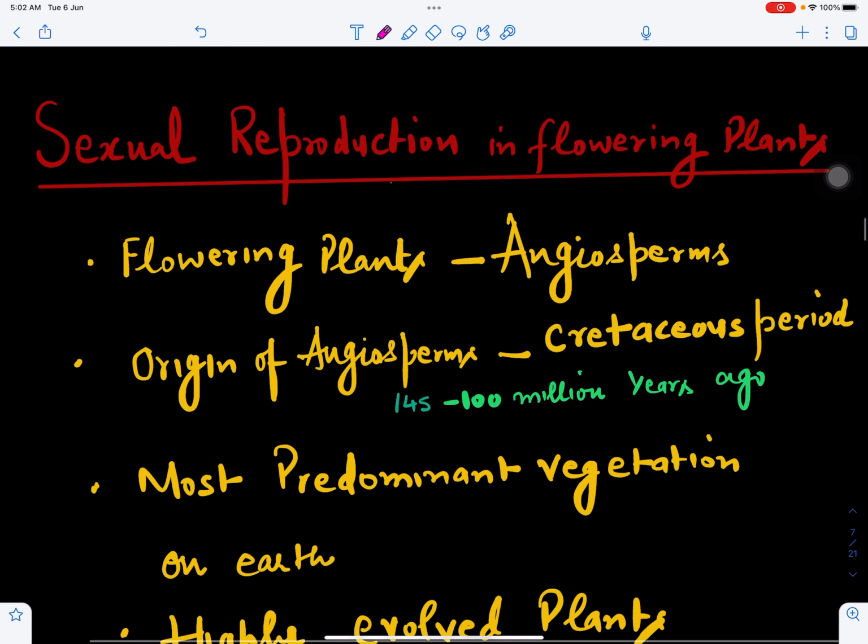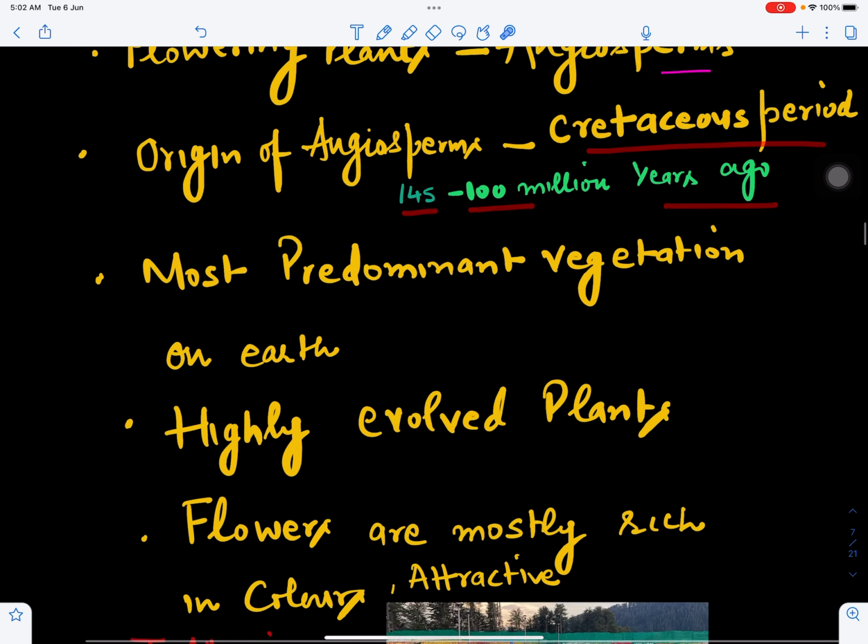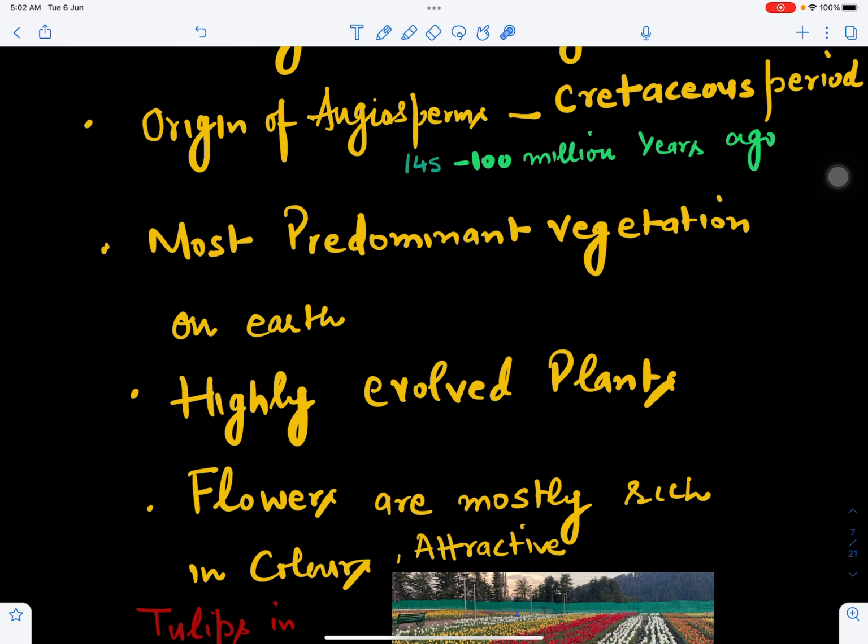Now, these flowering plants are basically angiosperms. So, all the flowering plants which are present on the earth are called angiosperms. And these angiosperms originated in the Cretaceous period about 145 to 100 million years ago. But nowadays, they are the most predominant vegetation on earth. They are highly evolved plants.